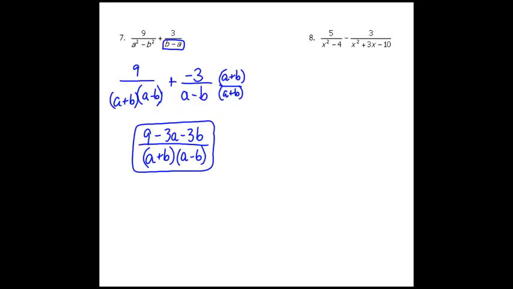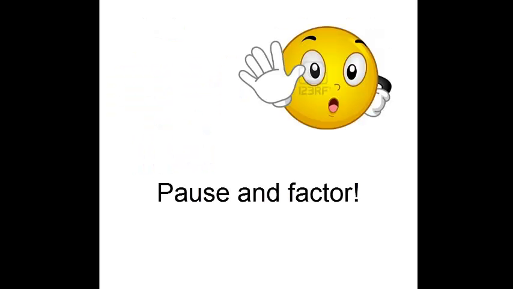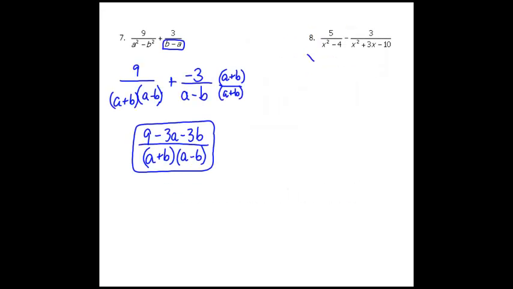In number 8, don't forget to factor first. So if you've been watching me, pause here and factor those denominators. I have x plus 2 times x minus 2, and this is going to factor into x plus 5 times x minus 2. So I know that what is not in common is this and this. I need to multiply the first fraction by x plus 5 over x plus 5 and the second fraction by x plus 2 over x plus 2.